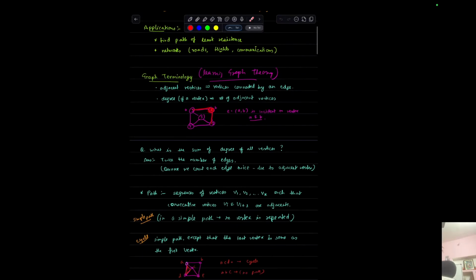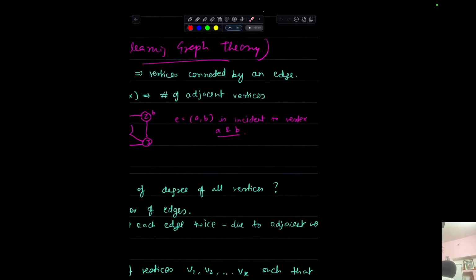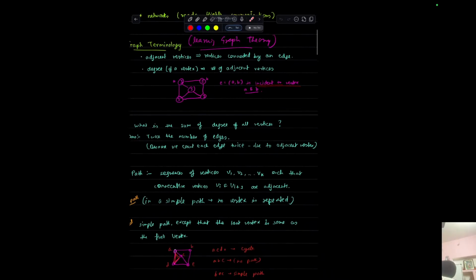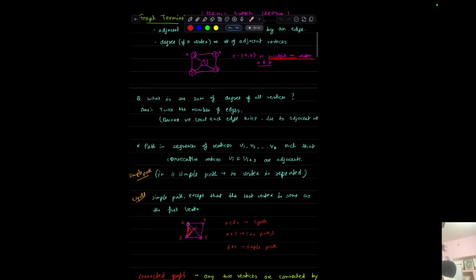Now we mentioned e = (A, B) is incident to vertices A and B. Sometimes I don't even know what I've written here. What does it mean to be incident to a vertex? I don't know what I meant at that time when I was writing it. So let's move ahead now.